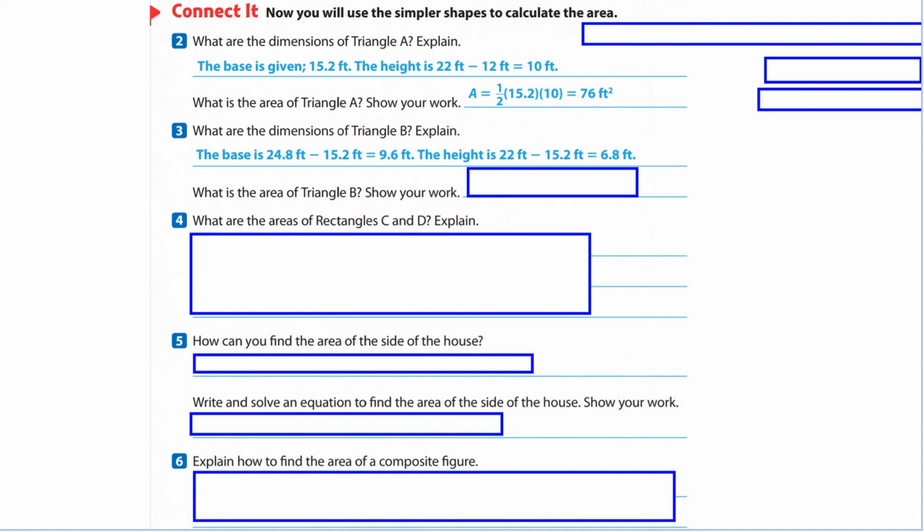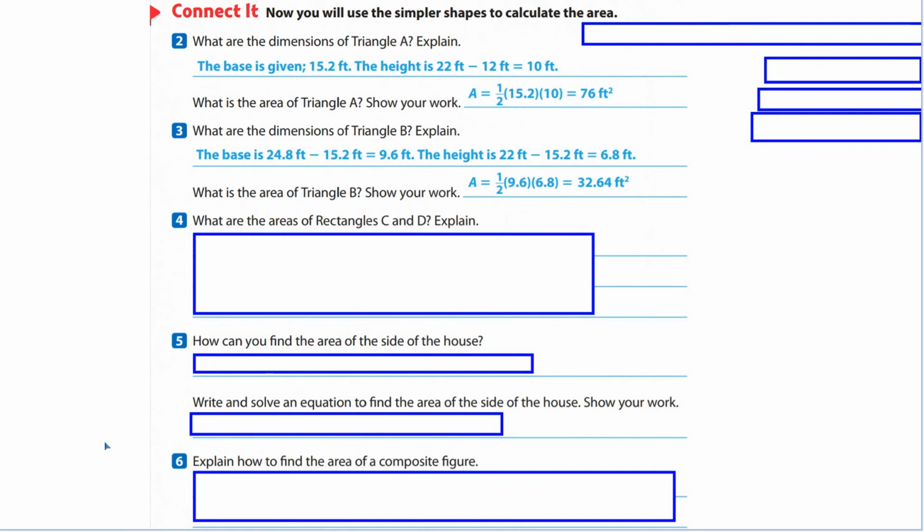And then obviously you would do the formula again. Area equals 1/2 times base, which is 9.6, we just did it, times the height, which is 6.8. And when you do out the math, you get 32.64 feet squared. That's the area of triangle B.